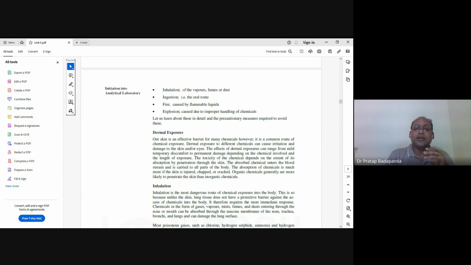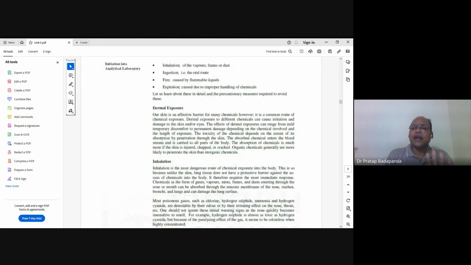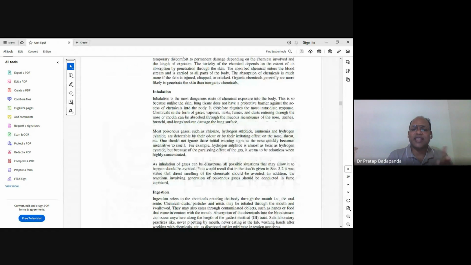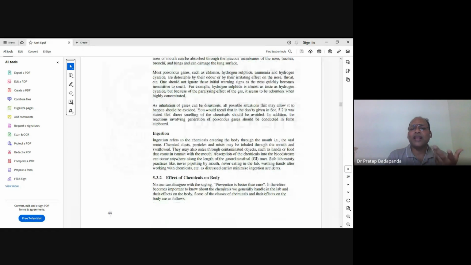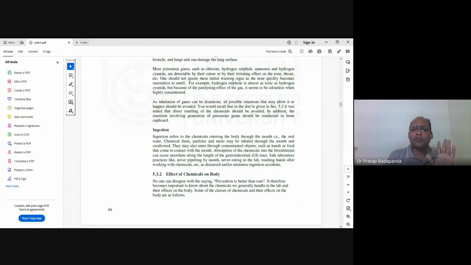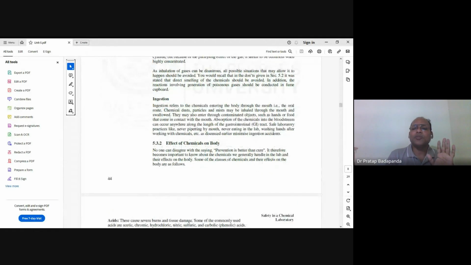Then dermal exposure. What is dermal? Our skin is an effective barrier against many chemicals, however it is a common route of chemical exposure, so you have to check it. Inhalation: most poisonous gases are there. Ingestion: if you orally put some chemicals into your mouth, then problems will happen.